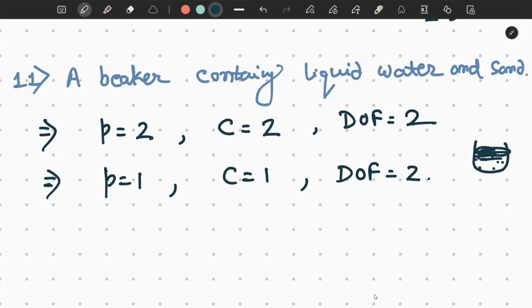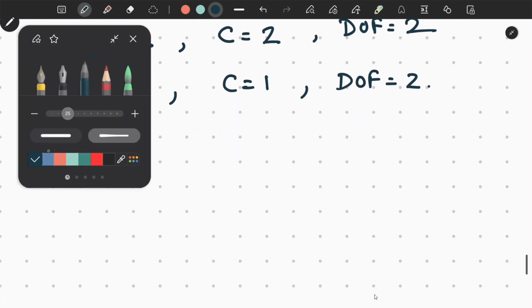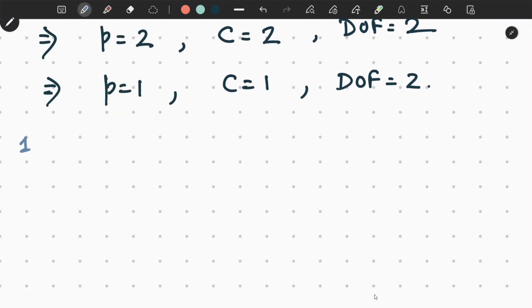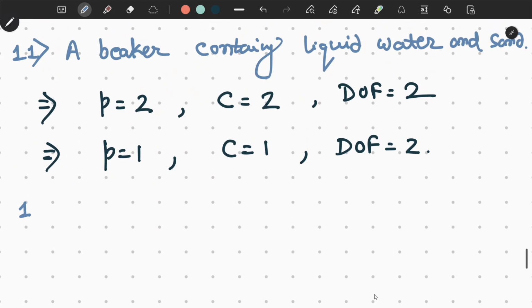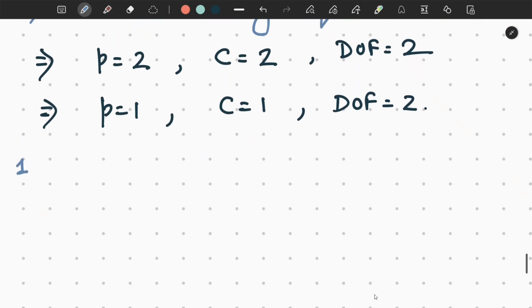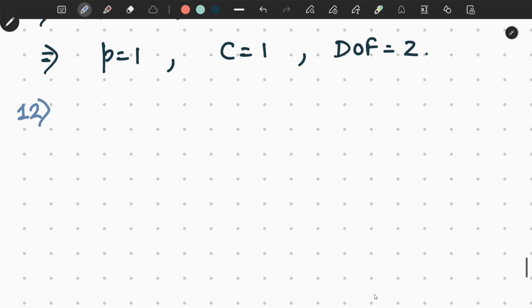But you can choose both. Both are valid. If I add glucose in water, then also the same? No, glucose is reacting with the water. Sand is not reacting with water. Sand will not dissolve in it. No, sand never dissolves. Sand is silica.